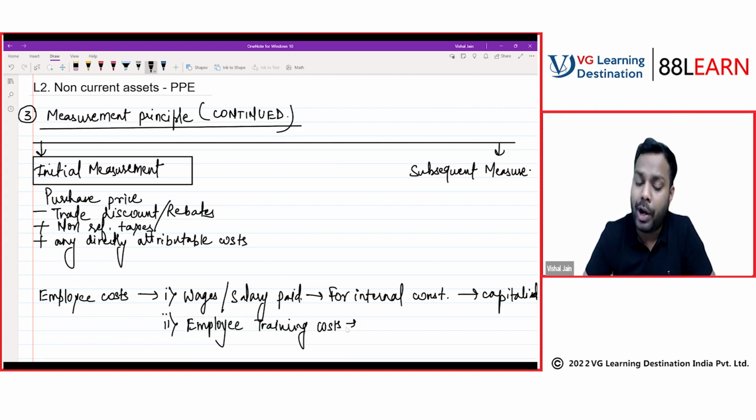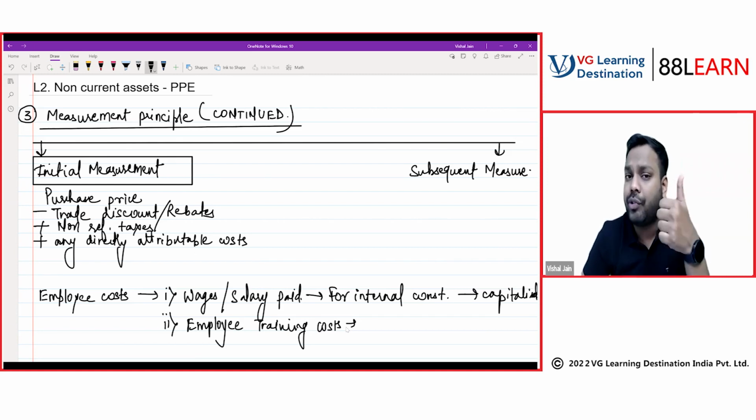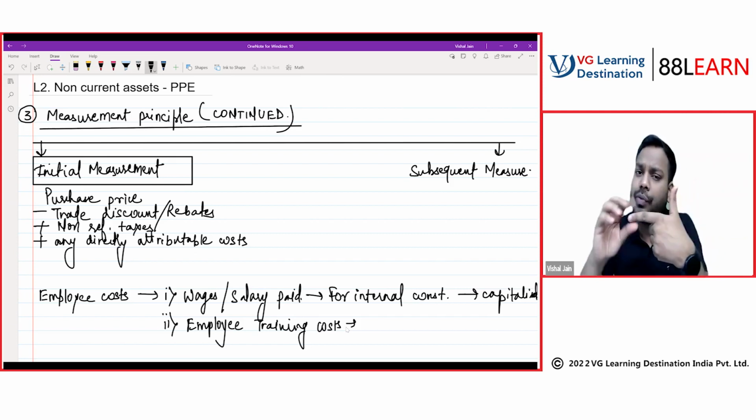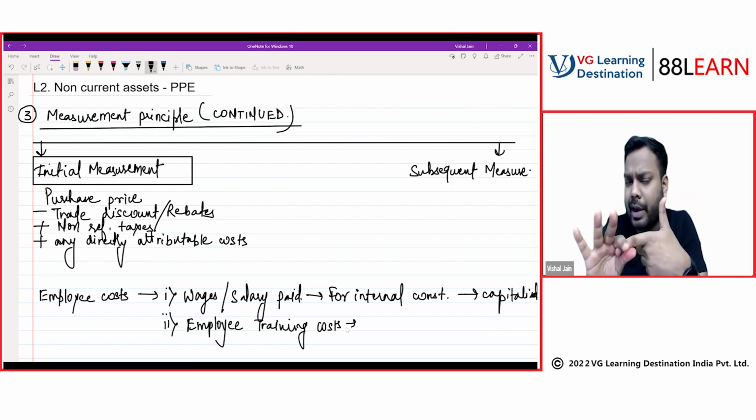Now, will employee training cost be capitalized as property, plant, and equipment or not? Let's assess it. The recognition principle is that future economic benefits are probable and cost can be measured reliably. For employee training cost, the cost which you've incurred, definitely you can measure it reliably. But the question is, are future economic benefits probable?